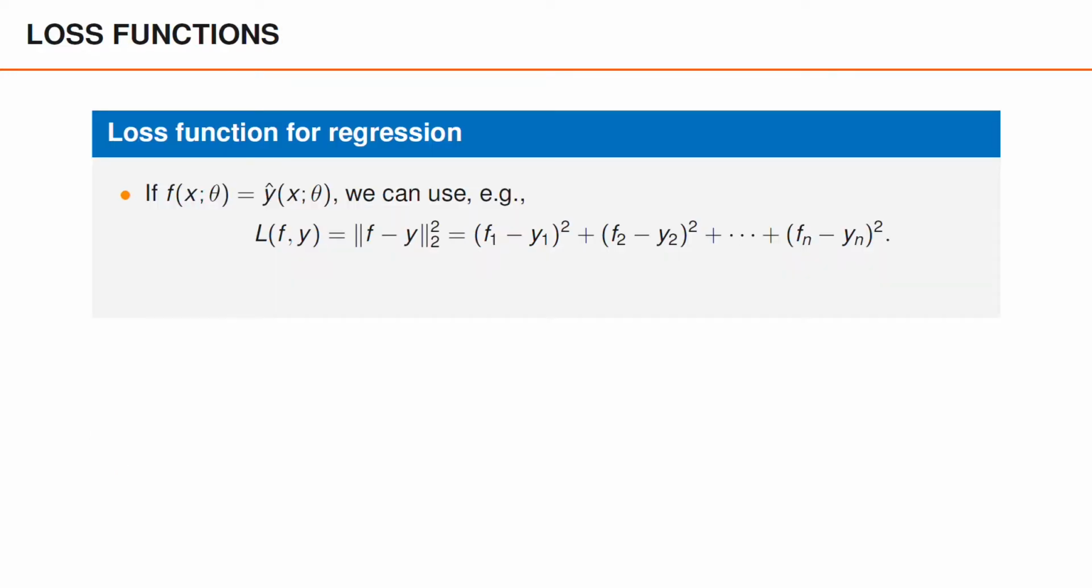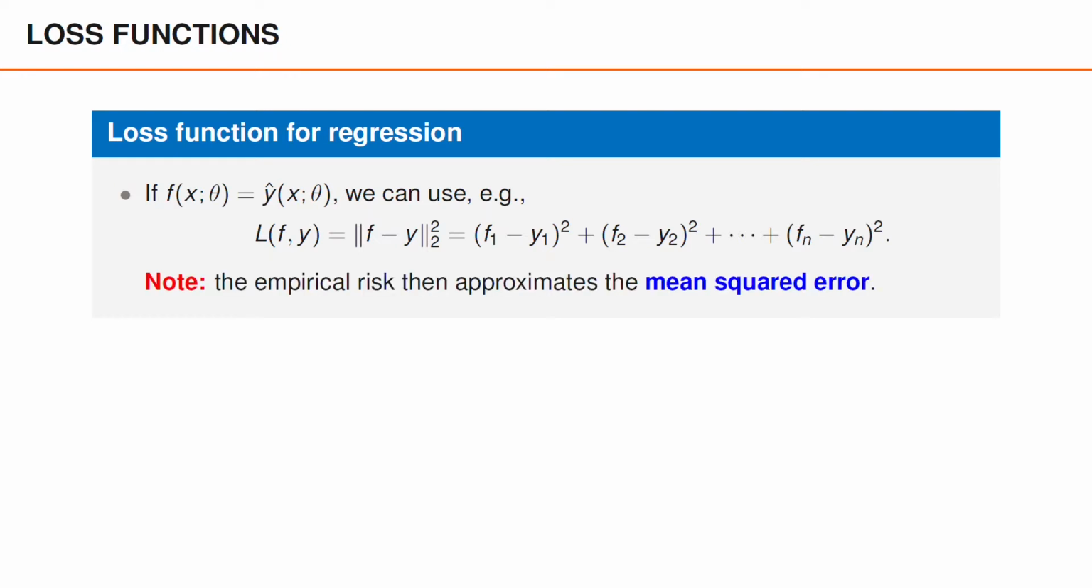To better understand the above description of the empirical risk, it may help to describe commonly used loss functions. Suppose we are trying to solve a regression problem, such that the interpretation of F is that it's an estimate y hat of y. If F and y are vectors, we can for instance use the squared distance between the two vectors as loss function. If we use this loss function, the empirical risk approximates the mean squared error. That is, we would try to find a neural network that gives the smallest possible mean squared error, which may seem like a reasonable approach.